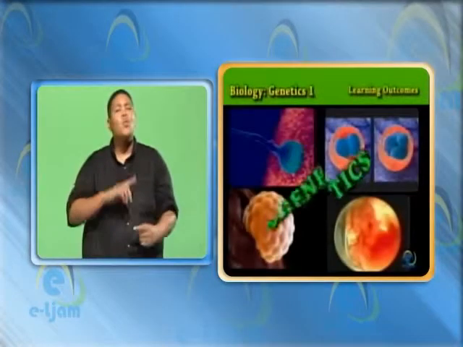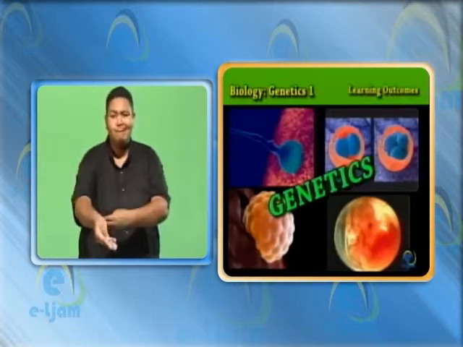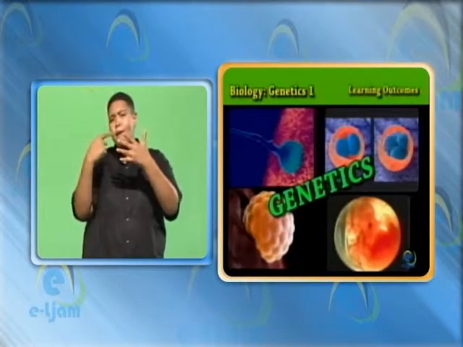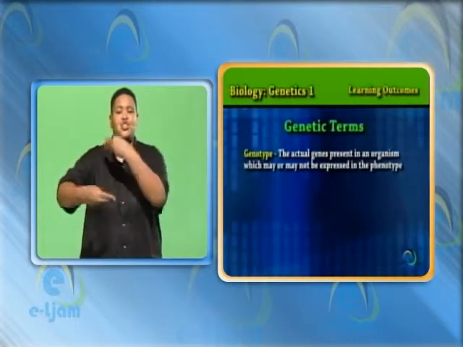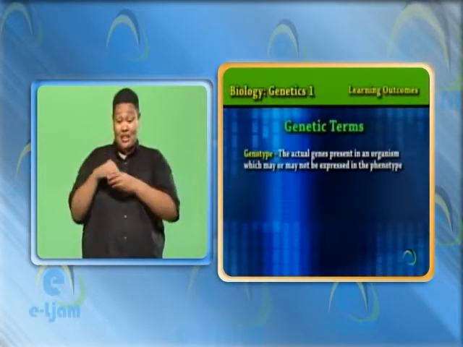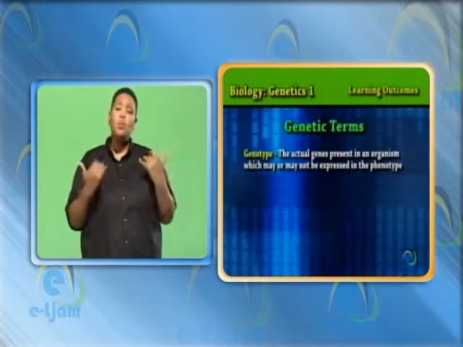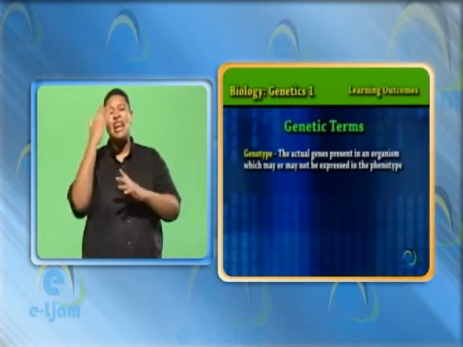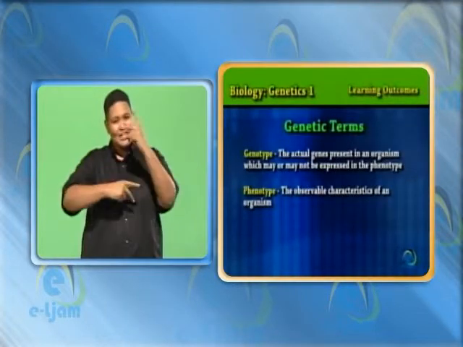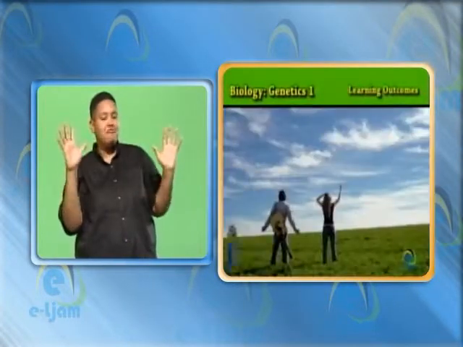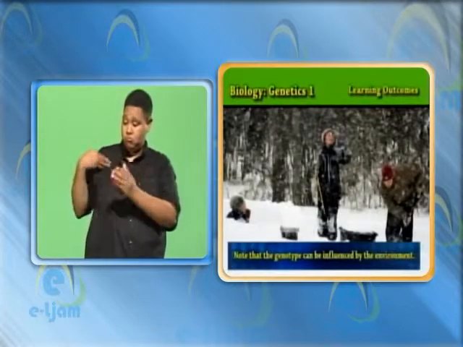When studying genetics, there are terms with which you should be familiar. These terms include genotype, the actual genes present in an organism which may or may not be expressed in the phenotype. Phenotype, the observable characteristics of an organism. Note that the genotype can be influenced by the environment.